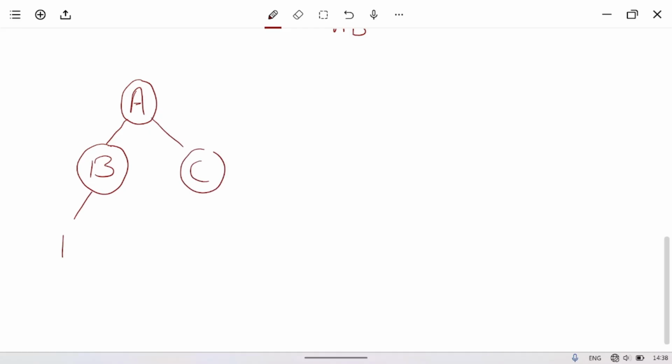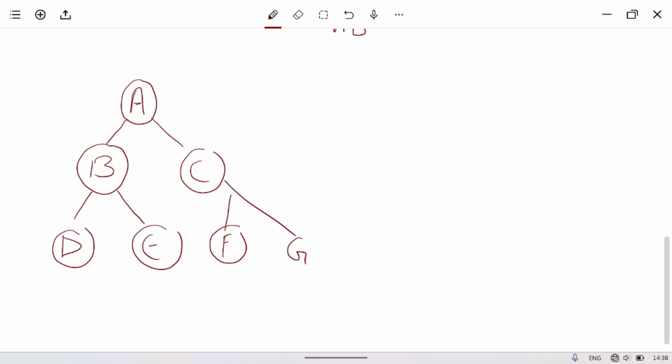This is a tree. A, B, C, this is D, and this is E, this is F, and this is G. Okay, let us find a traversal.